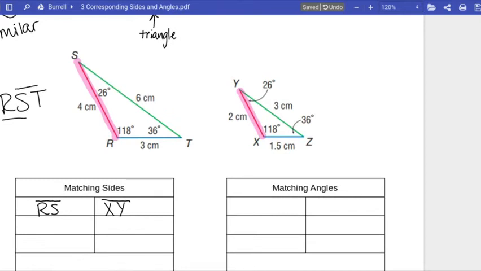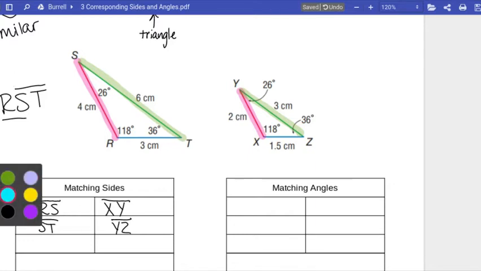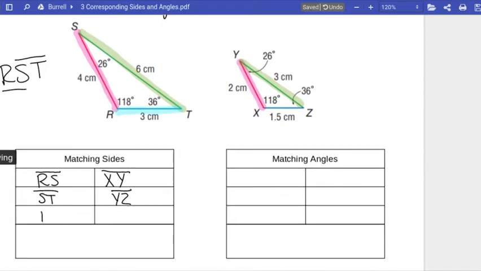Next, I'm going to go from S to T. So getting a new color, I'm going from S to T. So line segment ST is matching to or is similar to line segment YZ. And then finally, we have line segment TR. Line segment TR is similar to or corresponding to ZX.